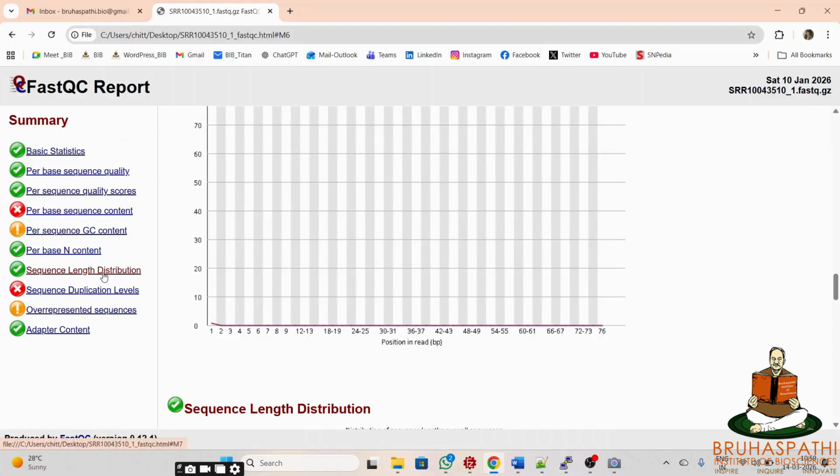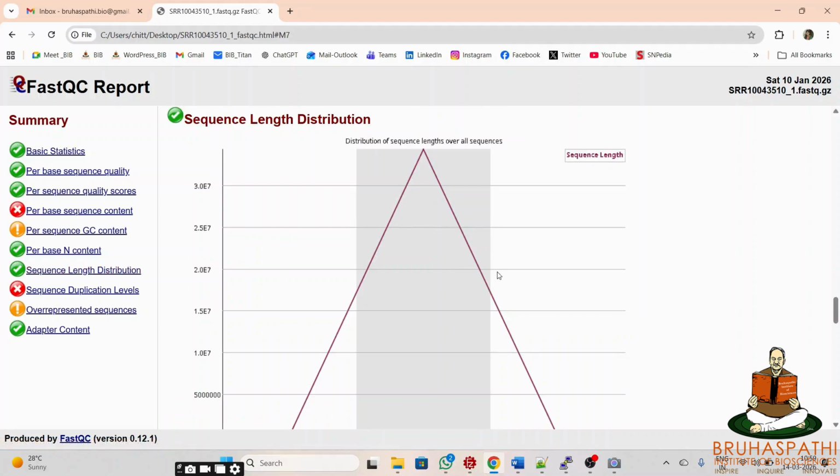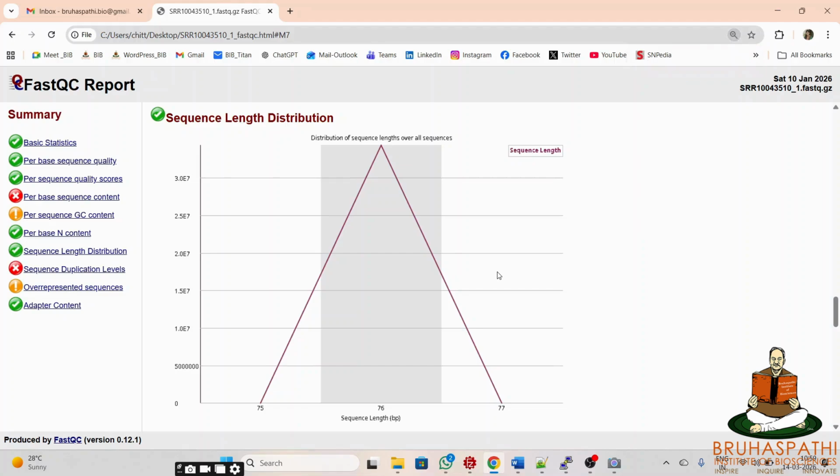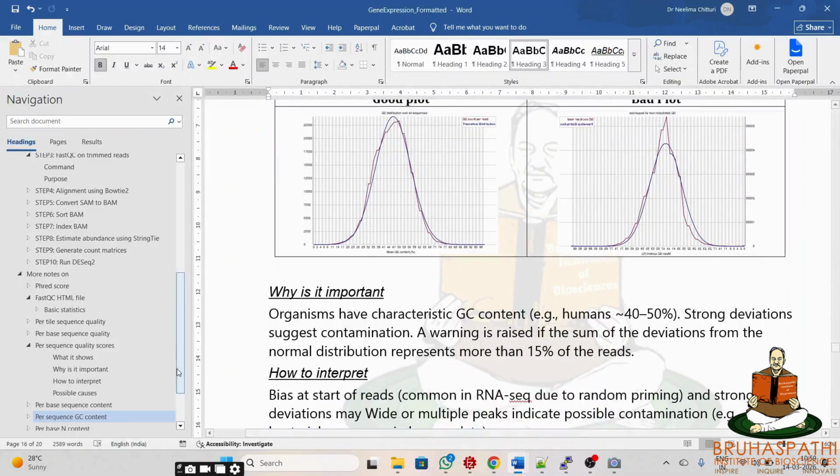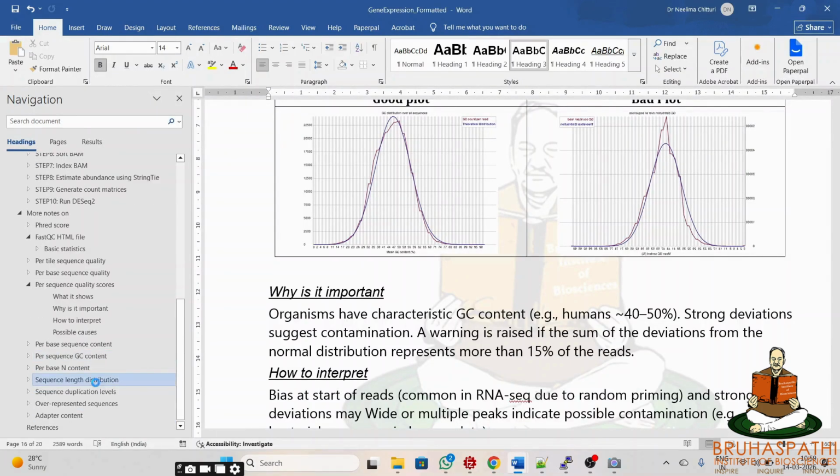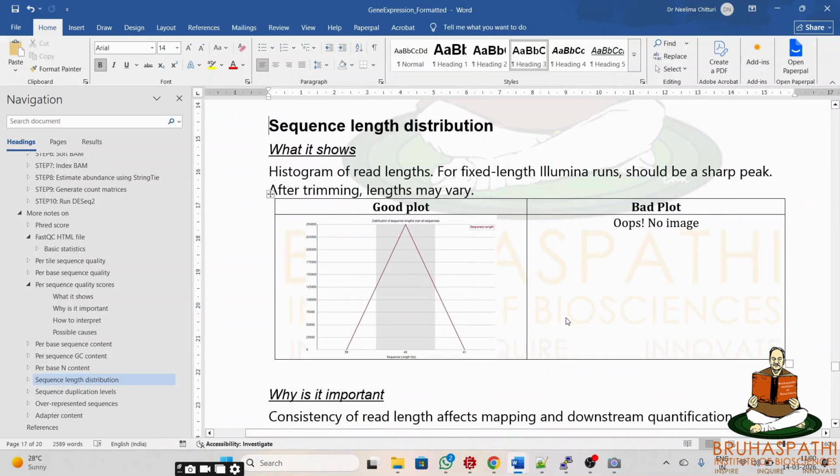Right? Next, sequence length distribution. Generally, if your data is from one sequencing machine, it would be of the same length, 1 to 150 bases. 150 bases if it's an Illumina, 76 bases again if it's an Illumina. So the length of the sequences should be the same after you do sequencing, before any cleaning or trimming has happened. Now let's see any good quality or bad quality data. Of course, we don't have an image here. If you have multiple length sequences, you will have different peaks like this.